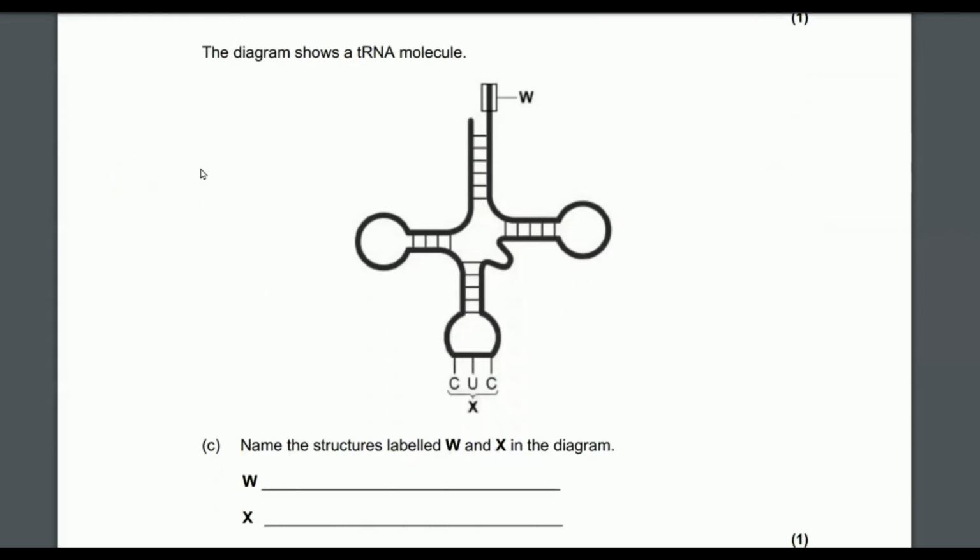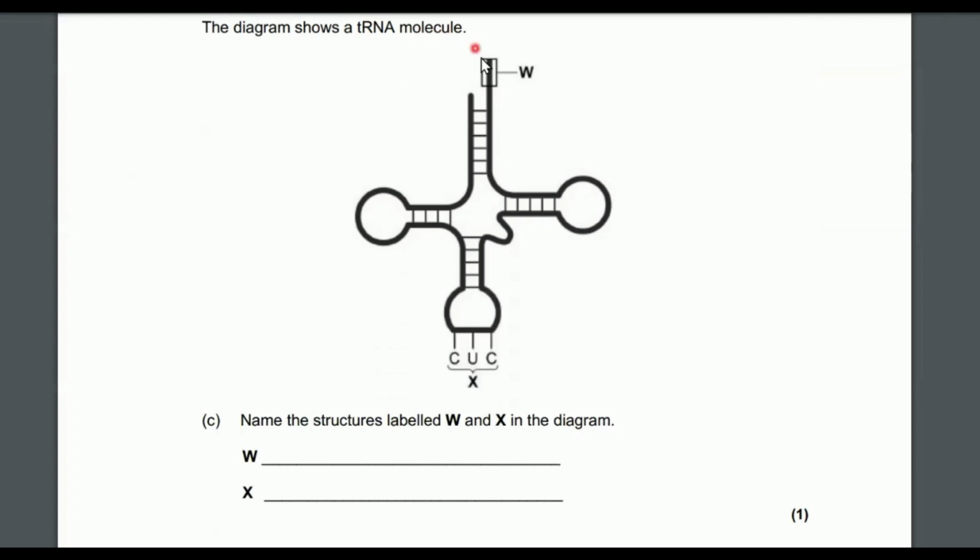The diagram shows the tRNA molecule. So this is a transfer RNA molecule. And we're going to be asked to name structures W and X in the diagram. Well, I'm pretty sure you'll probably remember the structure X. This is what binds by complementary base pairing to the codon on mRNA at the ribosome. CUC actually codes for leucine, the amino acid, and it is known as the anticodon. So this is the anticodon. It's where the tRNA molecule temporarily hydrogen bonds, or binds by complementary base pairing, to the mRNA at the ribosome.